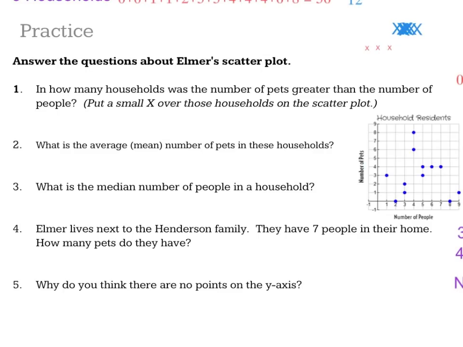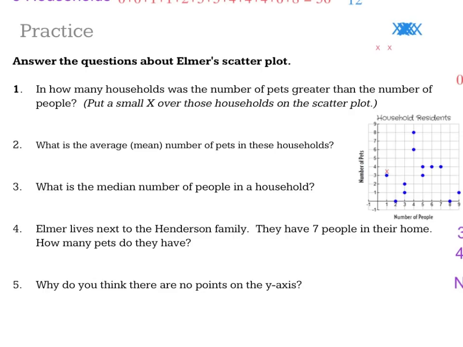Alright, so looking at some more practice problems about Elmer's survey, we're going to answer a few questions here and practice together. It says, in how many households was the number of pets greater than the number of people? And we're going to put a small X over the households on the scatter plot. I've brought the scatter plot over here to the right, and we're going to put an X anywhere there are more pets than people. So in the first spot, I see there's one person in the house and 3 pets, so there are more pets than people, so that gets an X.